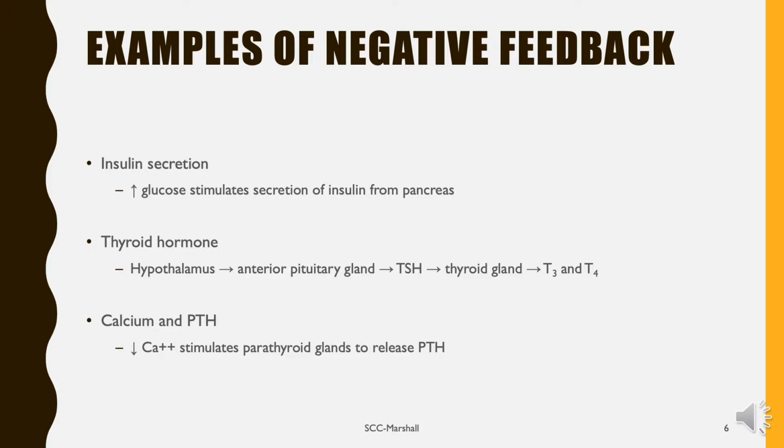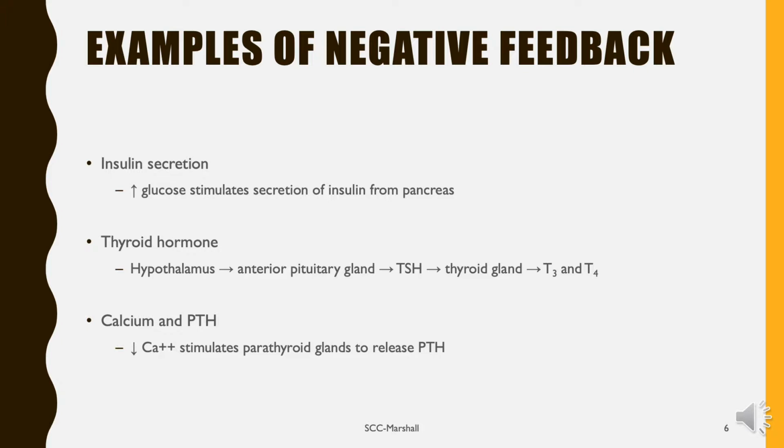Another example is thyroid hormone. The hypothalamus stimulates the anterior pituitary gland to secrete TSH, which then stimulates the thyroid gland to secrete T3 and T4. The third example I have here is calcium and PTH, or parathyroid hormone.